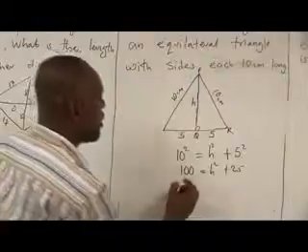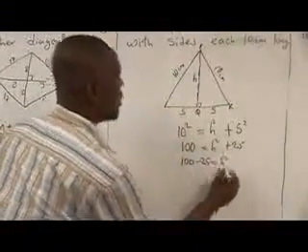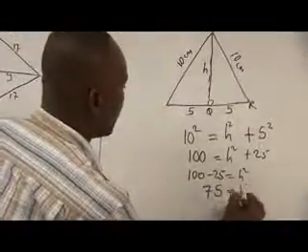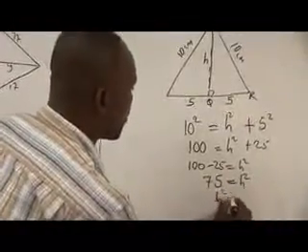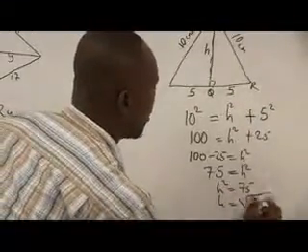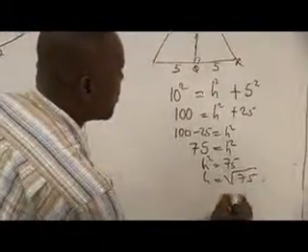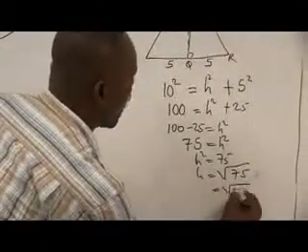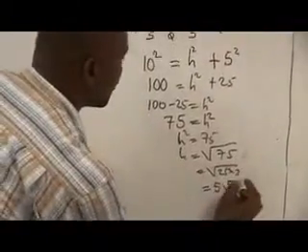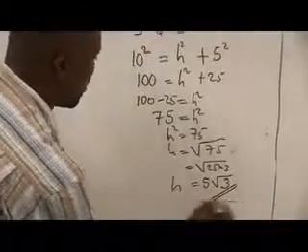Transfer this way, I have 100 minus 25 is equal to what? H squared. This gives me 75. H squared. So H squared is what? 75. H is square root of 75. Of course, I can put this in short form. This is going to be root 25 times 3. And that results in 5 root 3. You can also use your calculator to get the exact figure.